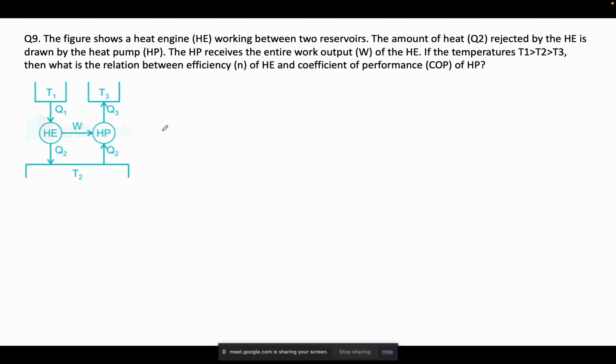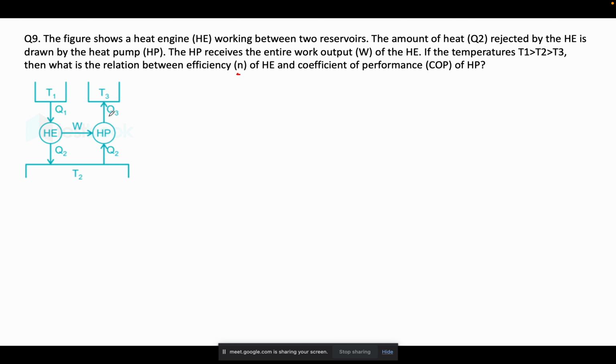In this figure, there is a heat engine HE, and it is working between two reservoirs as shown. It is rejecting some amount of heat Q2. This is drawn by the heat pump, and then the heat pump receives the entire work of the heat engine. Now if the temperatures are such that T1 is greater than T2 and then T3, then what is the relationship between the efficiency of the heat engine and the coefficient of performance of the heat pump?